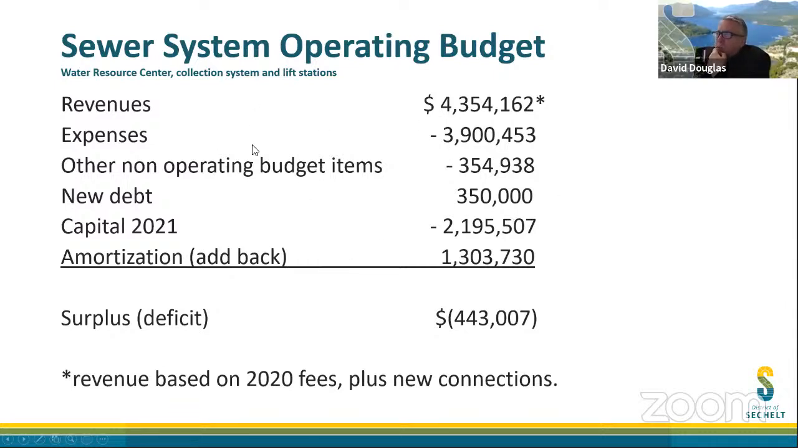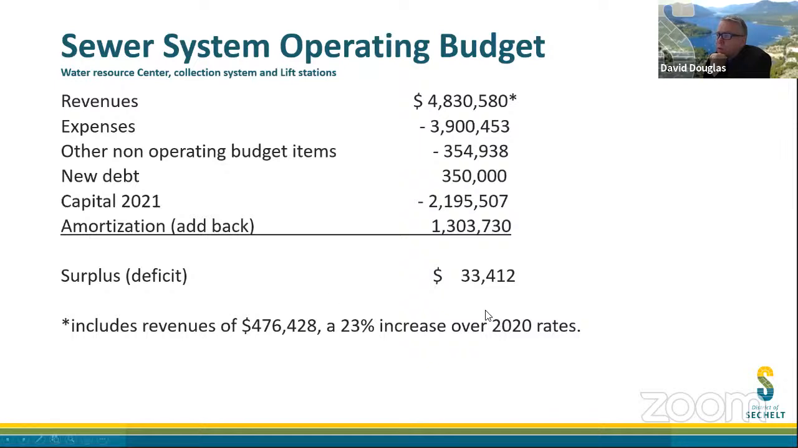And so once we load all our costs into our budget without touching revenues, we're looking at a $443,000 deficit in this fund. And if we apply a 23% increase and add it to that, basically that same document, you're looking at a very small $33,000 surplus that we would move to a capital reserve for the future.